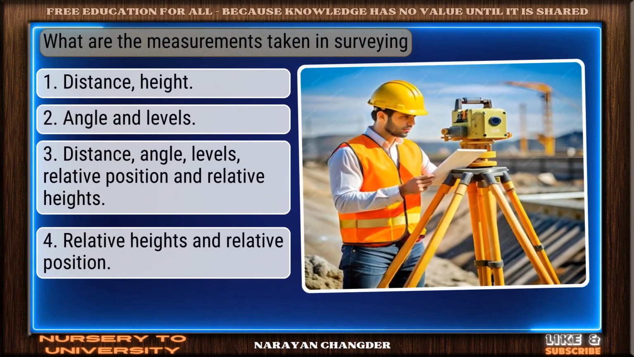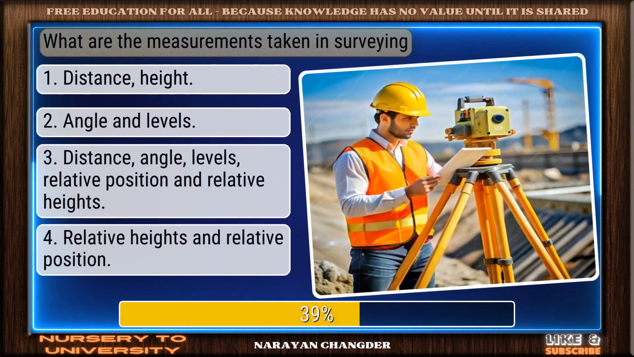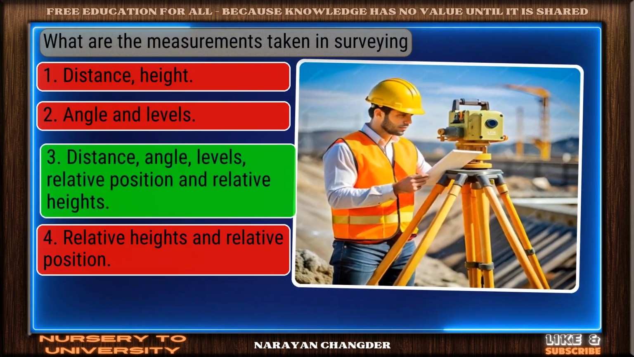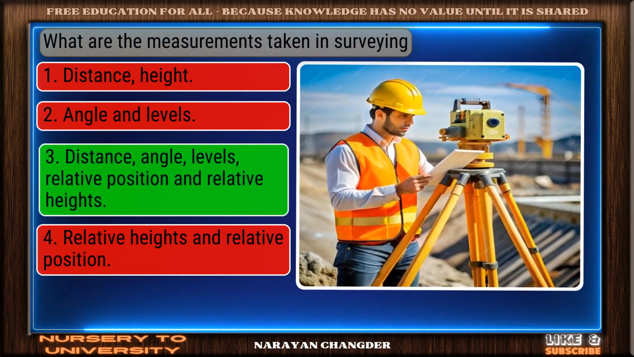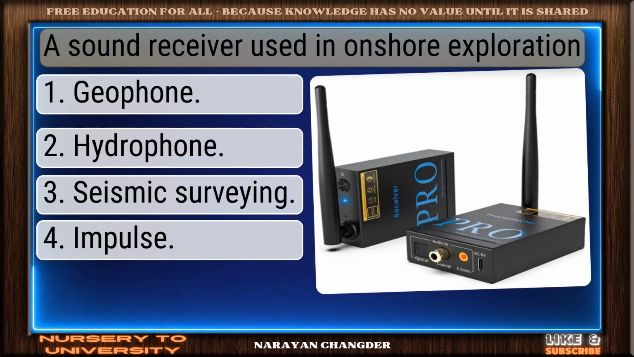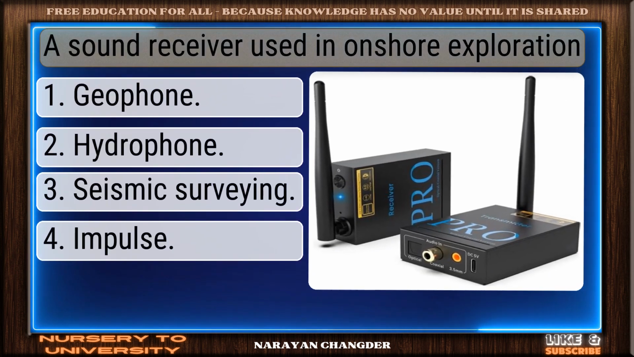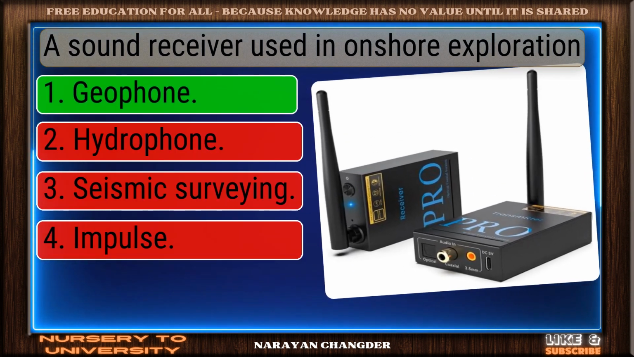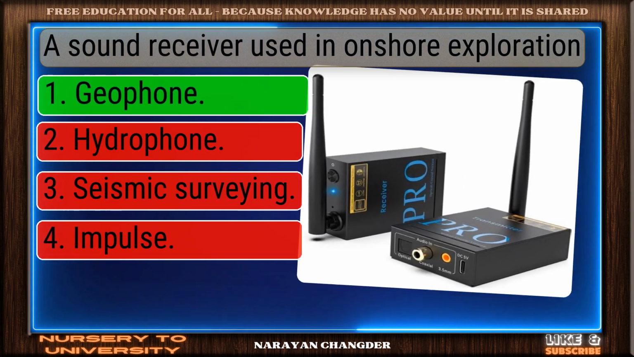What are the measurements taken in surveying? You got it. Your choice, distance, angle, levels, relative position, and relative heights, is right. A sound receiver used in onshore exploration. Correct. Geophone is the right answer.